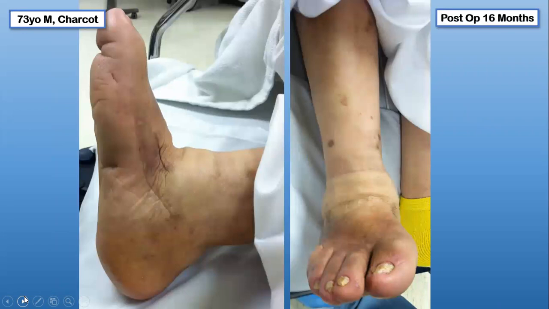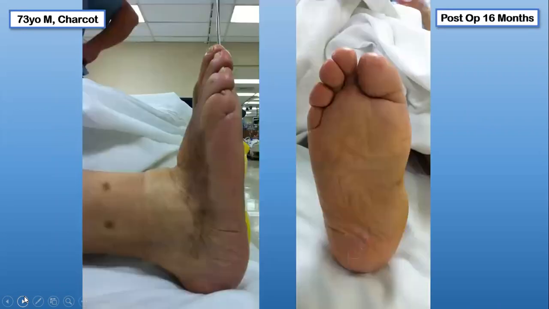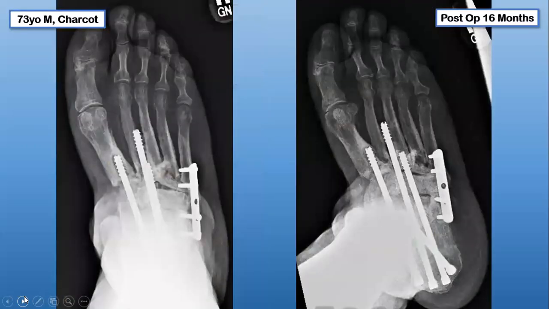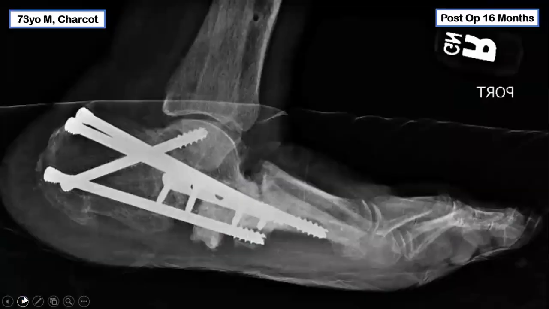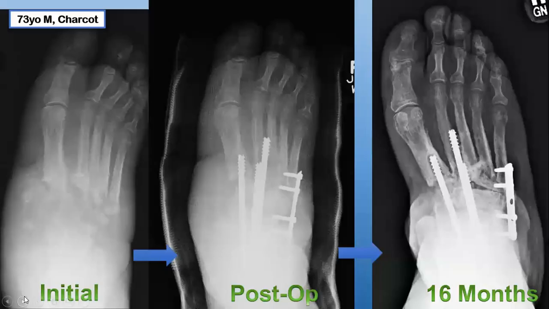So about 16 months post-operatively, he still has a great plantigrade foot for ambulation. And then these are his x-rays. Everything looks pretty solid still. He's obviously walking full weight bearing on that. It's not pretty looking, but it serves its purpose for this patient. He got a good fusion out of it. So that just shows what it looked like in the beginning, and then what it looked like 16 months after his final procedure.